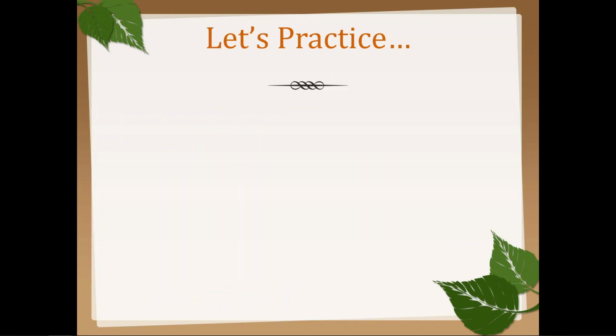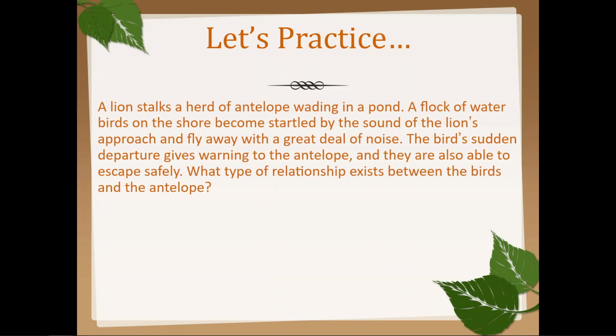Let's go through and practice a couple of these and test your knowledge. Consider the scenario here on the screen. A lion approaches a herd of elephants, which startles a nearby water bird into flight. The bird's sudden noise alerts the antelope, which helps them escape. What type of relationship is there between the birds and the antelope? Pause the video and give this a shot. All right, so your options.